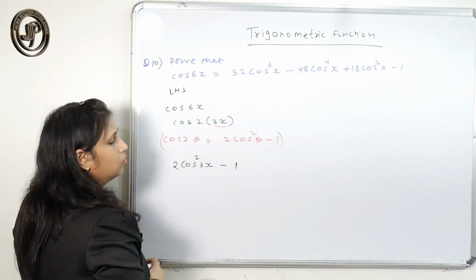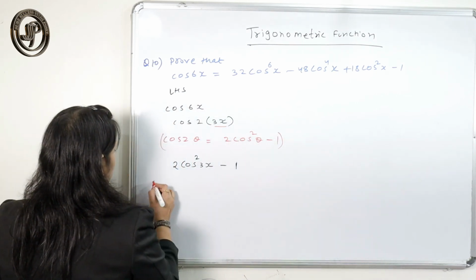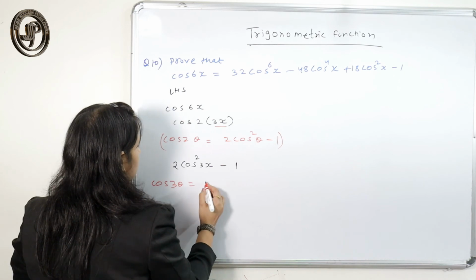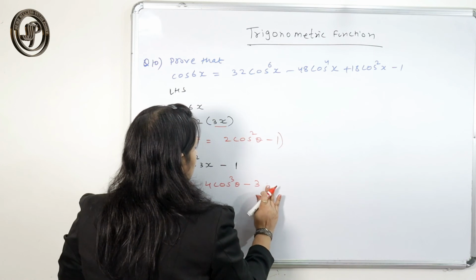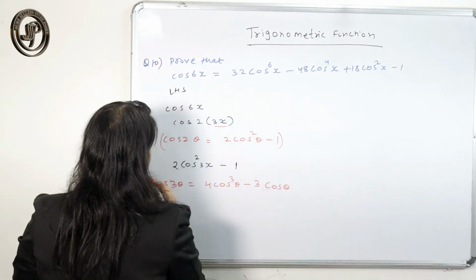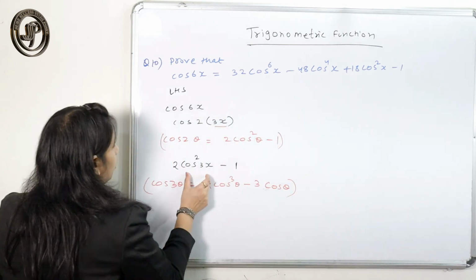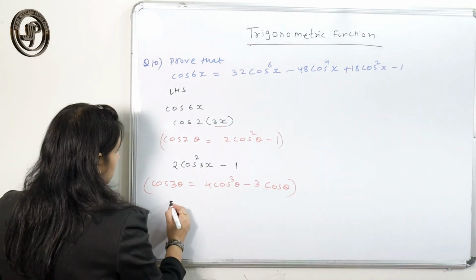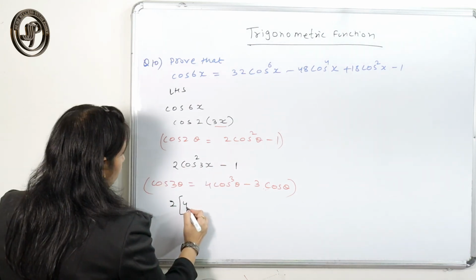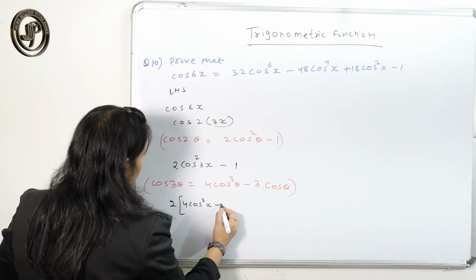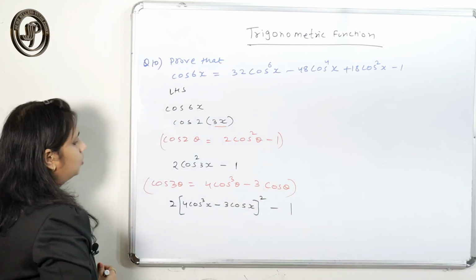Now here I can use the formula of cos 3x. What is the formula of cos 3 theta? Yes, cos 3 theta is 4 cos cube theta minus 3 cos theta. This is the formula which I am going to apply here. So if I apply, 2 will remain. Here I need to apply the formula, 4 cos cube x minus 3 cos x the whole square, minus 1.